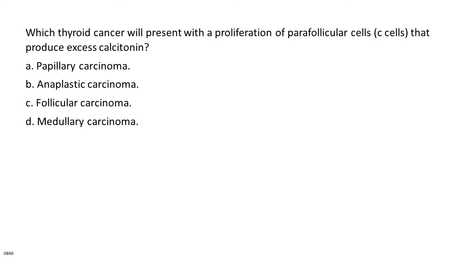Which thyroid cancer will present with a proliferation of parafollicular cells, C cells, that produce excess calcitonin? A. Papillary carcinoma. B. Anaplastic carcinoma. C. Follicular carcinoma. D. Medullary carcinoma.